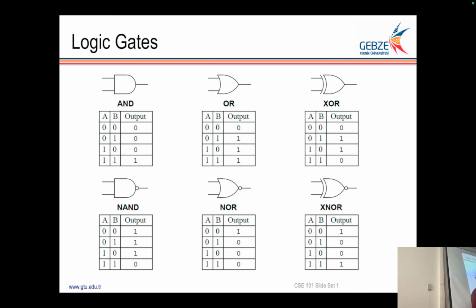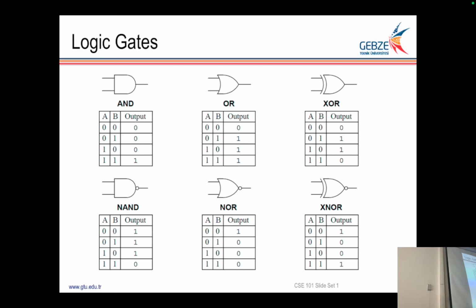So that is implemented by gates: AND, OR, XOR, NAND, NOR, XNOR. AND means there is logic A and logic B. If any of them is 0, output is 0. If both of them are 1, it's 1. In the OR, either of them being 1 is fine. In the XOR, they have to be different. If they are the same, it fails.